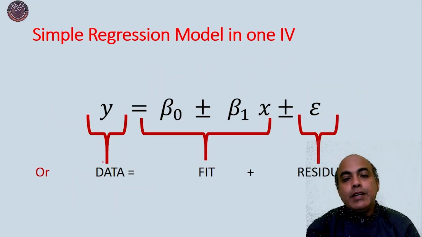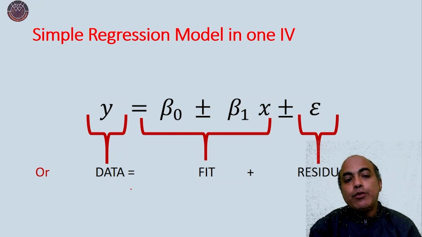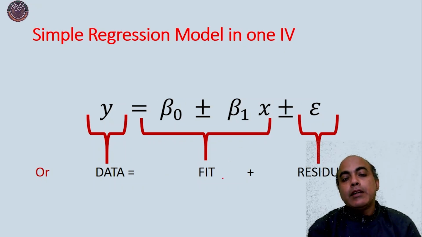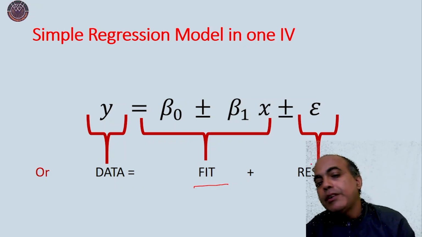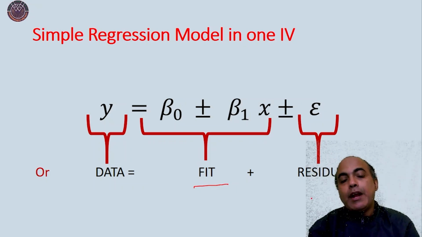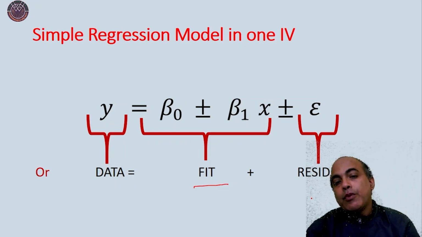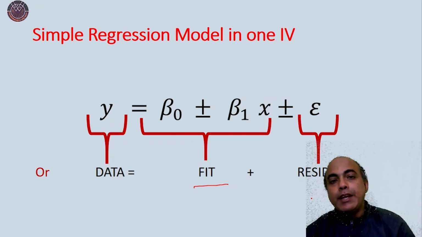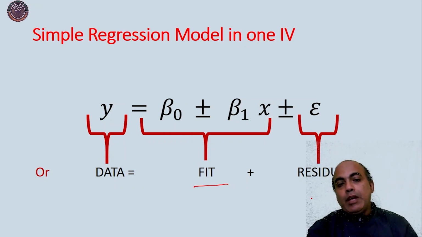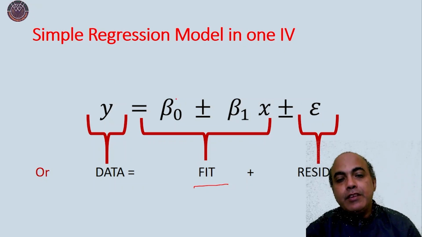You can see in this simple regression model, y is the actual data that you are getting, and beta 0 plus or minus beta 1 x is the line of fit. There is always a residual term, that is the error term, from where we are deviating from the exact observed value. So we have got a line of fit, beta 0 plus or minus beta 1 x.